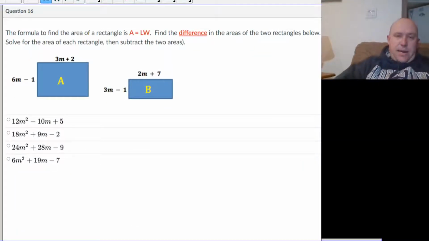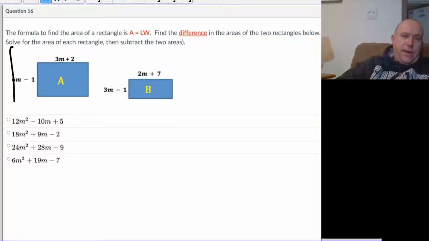Question 16. This is one of the longer questions on the test. This is going to be a 3-point question. So you're going to find the areas of rectangles, and it says find the difference of them. So basically, we're going to find the area.